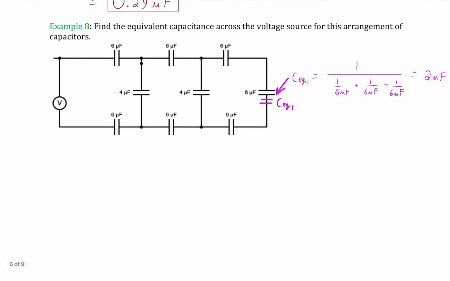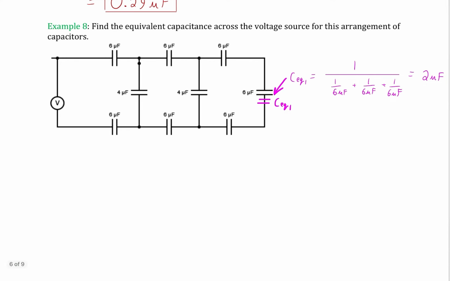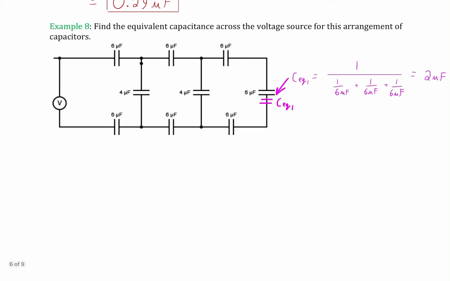Essentially, I could get rid of all three of these, replace them with a single equivalent capacitor, which I call equivalent capacitor 1, and it would be 2 microfarads in strength, which, note, is weaker than any of them, right? It ends up being exactly a third because they're all equal to each other. Okay, that's the idea. Notice the formula I use, the same formula you'd always use for capacitors in series.